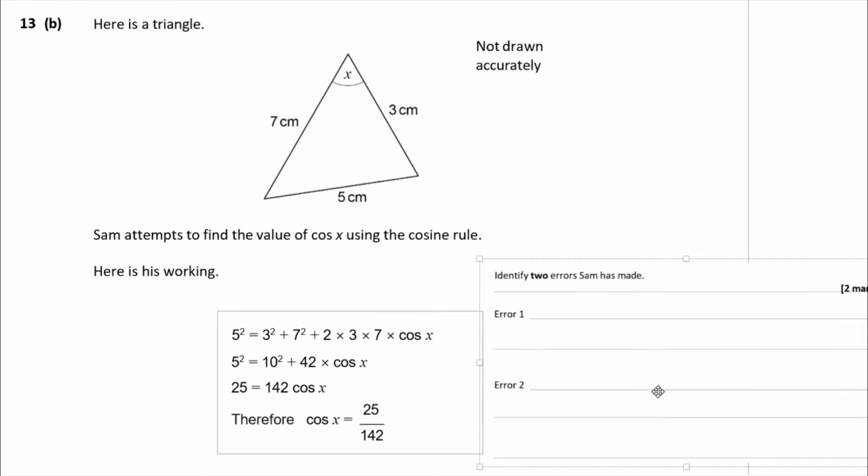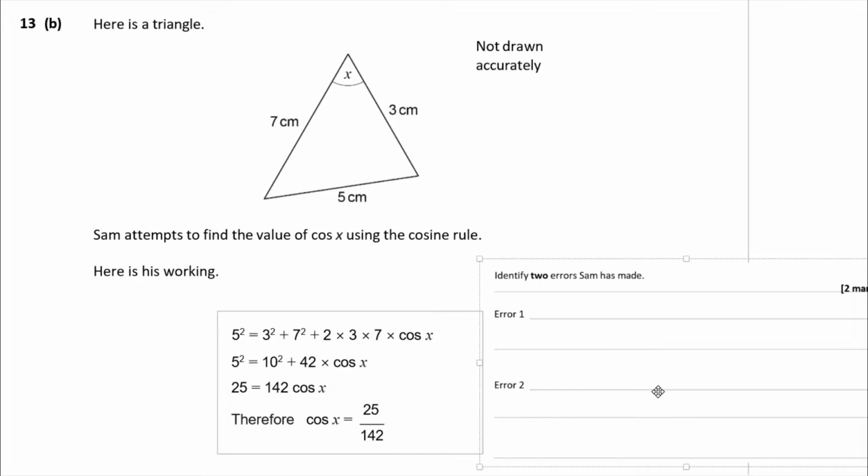Question 13b. Here is a triangle. I've got a triangle with sides 7, 5 and 3 and an angle marked x. Sam attempts to find the value of cos x using the cosine rule. Here is his working. He's got 5 squared equals 3 squared plus 7 squared plus 2 times 3 times 7 times the cos of x. Now, has he subbed that incorrectly?